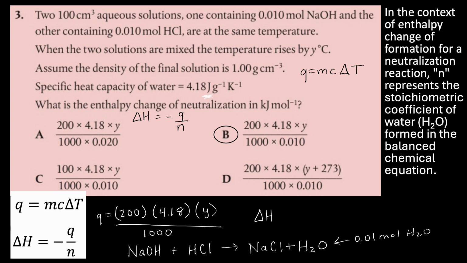And now that we know that, that's going to be N in our equation. So if we're keeping with the expression, we would have 200 times 4.18 times Y divided by 1,000 and divided by our moles of water, which is 0.010. So that would give us our final expression of B.